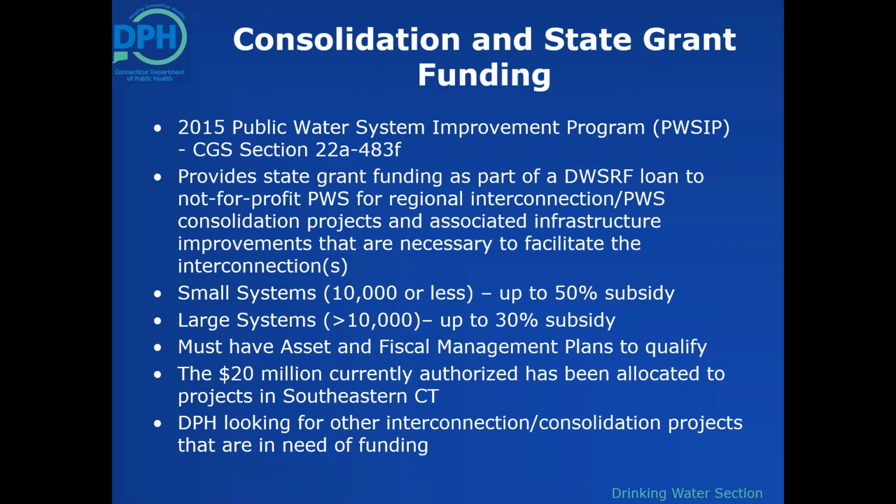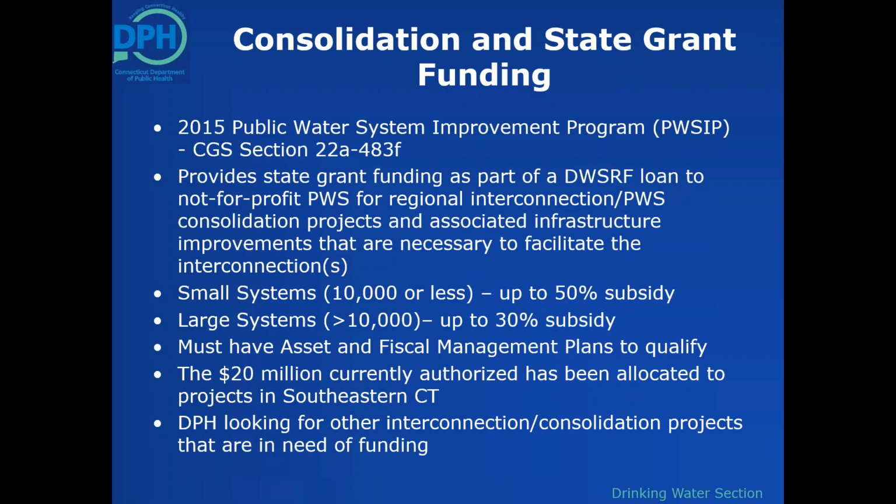Small systems that serve 10,000 or fewer people are eligible for up to a 50% subsidy under that program, and larger systems over 10,000 up to a 30% subsidy. I know the EFC has covered asset and fiscal management plans in a prior webinar that's available if you need to become familiar with those plans, but we do have a requirement under this program that any borrower has an asset and fiscal management plan in order to qualify for the grant funding.